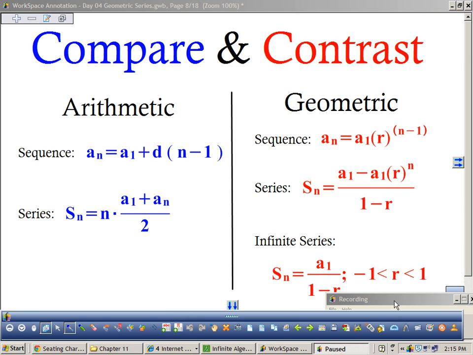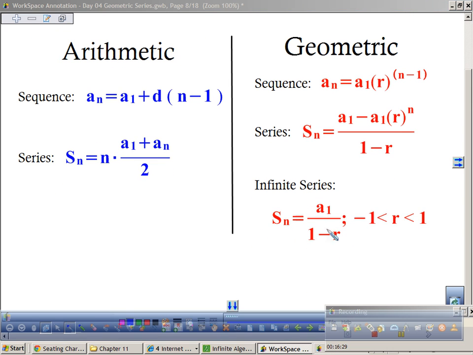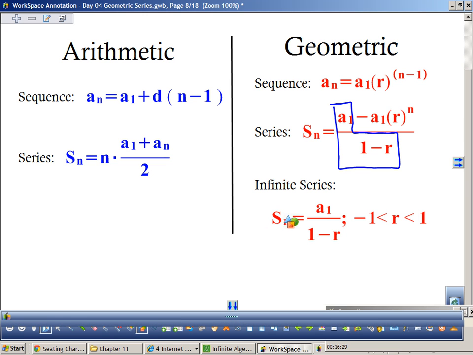Okay, compare and contrast. So I've got one more thing to go over with you. So here's arithmetic sequence. Here's series. Here's geometric sequence. Here's geometric series. I've got to add this one in here, which isn't that bad because it's basically just this. Only notice, oh, I messed this up. This shouldn't be here. What should it be?